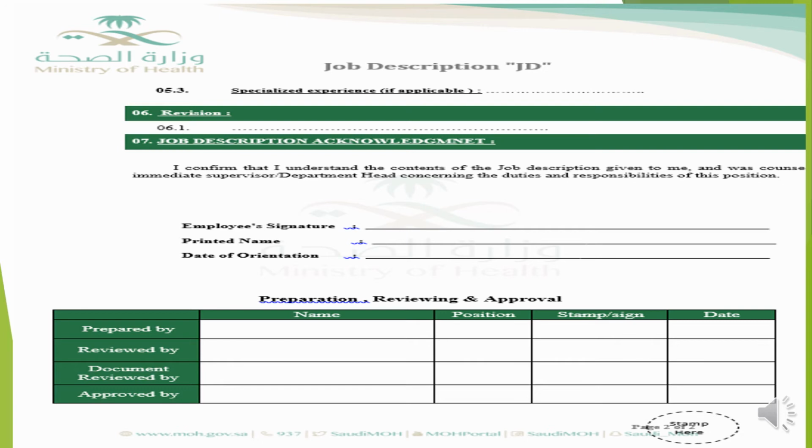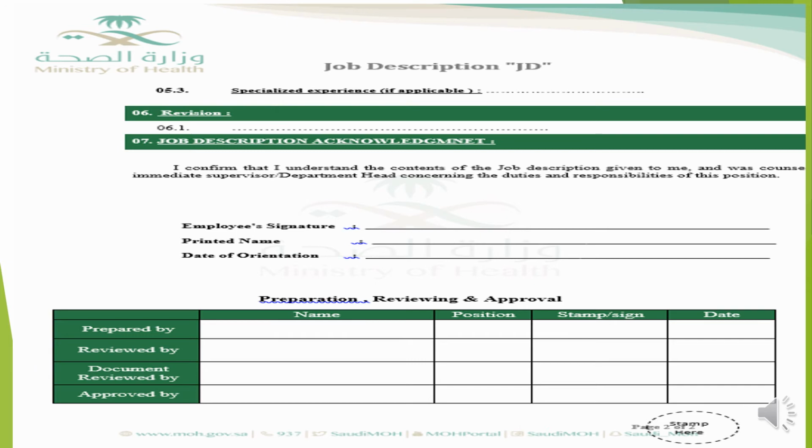Then we have to have the signature of the staff himself, printed name, his name in print, date of orientation when he received his job description and was trained or educated about it, then who prepared it, name, position, stamp, sign, date, revised by whom, documented by whom, and approved by whom. Now, this is a full job description.